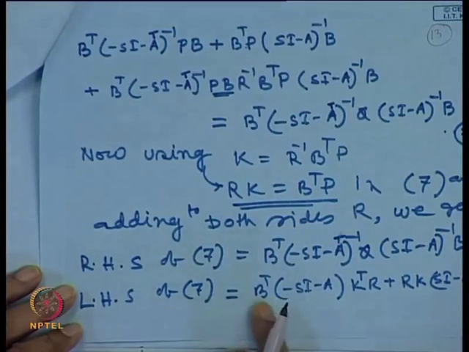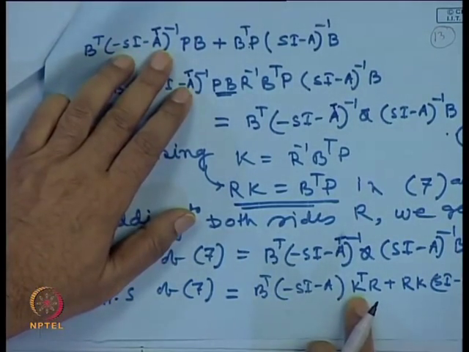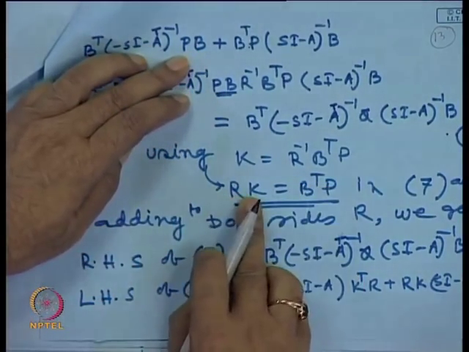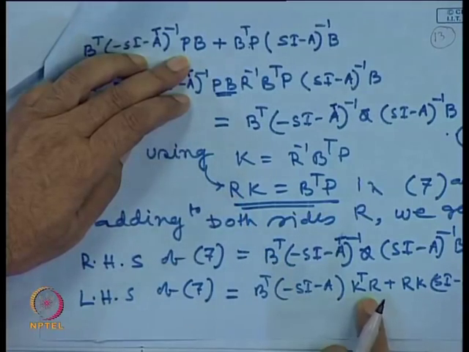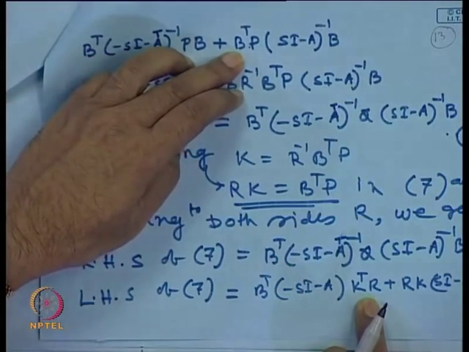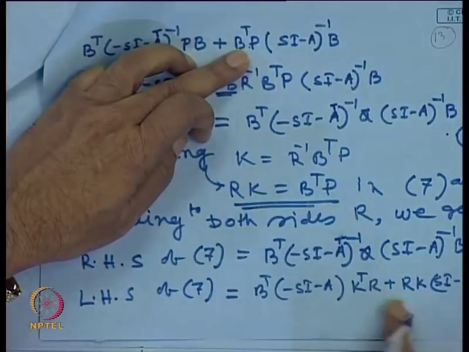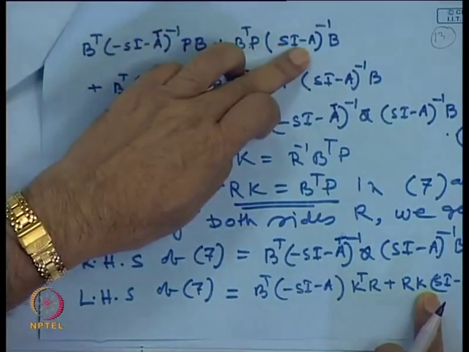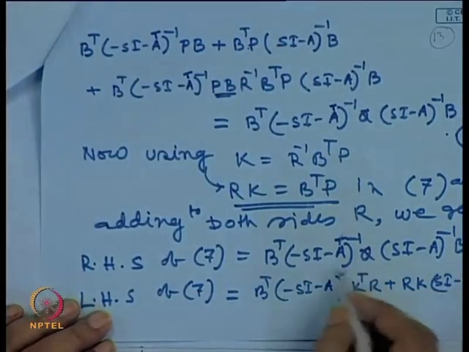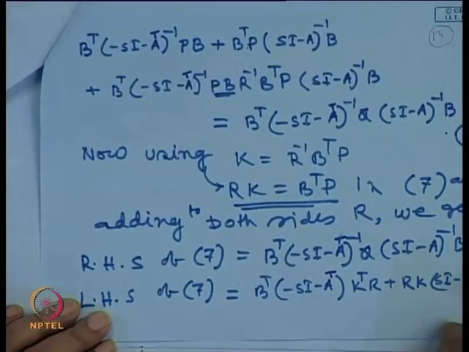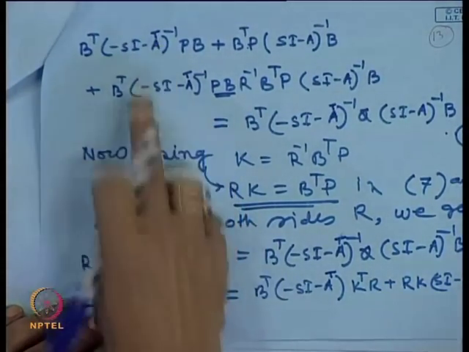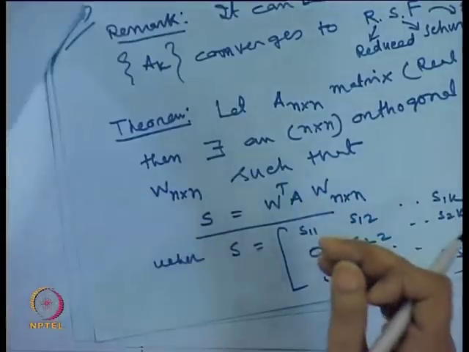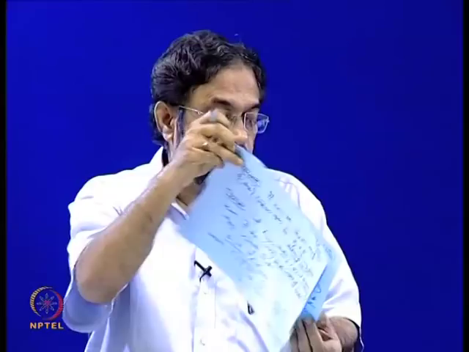So, this will be this one, and for P B I am writing K transpose R. Then B transpose P I am replacing by R K. So, this is S I minus this, and this will be A transpose. Agree? Because this is the transpose here. If you do this, then we proceed like this. So, last class we came up to this point, and then we proceed this way.